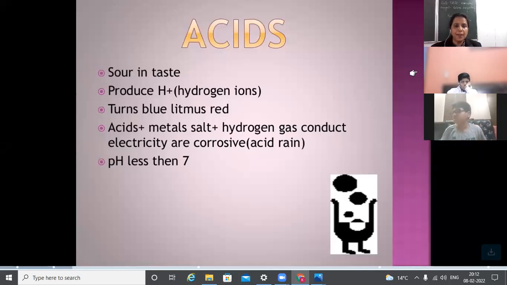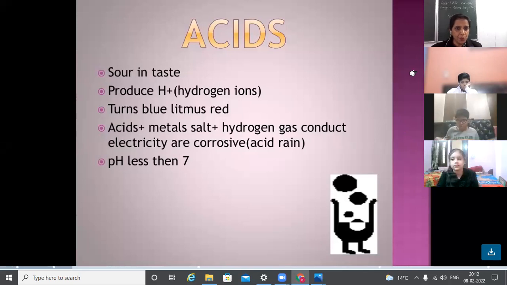First, about acids, you should know the properties of acids. Sour in taste. Produce H plus ions, which means hydrogen ions are produced. Turns blue litmus red. Acid plus metal gives salt plus hydrogen gas. Conduct electricity. Are corrosive, which forms acid rain that you will study in your higher classes. And pH is less than 7. You can leave this point, since you still don't know what pH is. So the first four points can be considered as acid properties, and on the basis of these you can differentiate acids from bases.